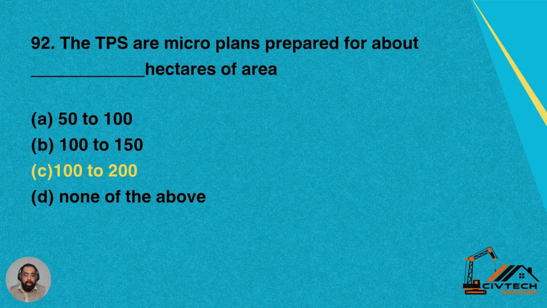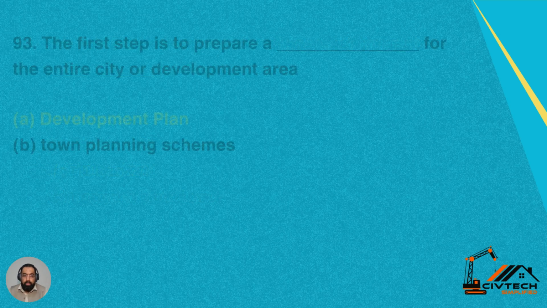Question 92. The TPS are micro plans prepared for about dash hectares of area. So these are the small schemes which are generally designed or prepared for about 100 to 200 hectares of area. So option C is correct. Option A was 50 to 100, B is 100 to 150 hectares, C is 100 to 200, D none of the above. So option C is correct, which is 100 to 200 hectares of area.